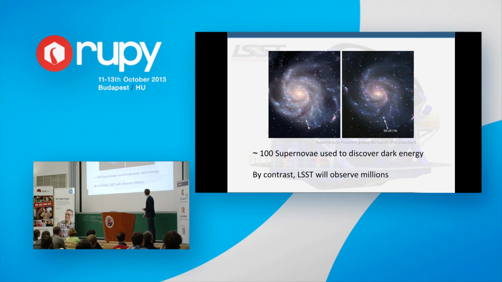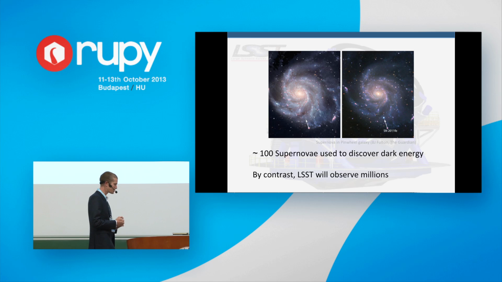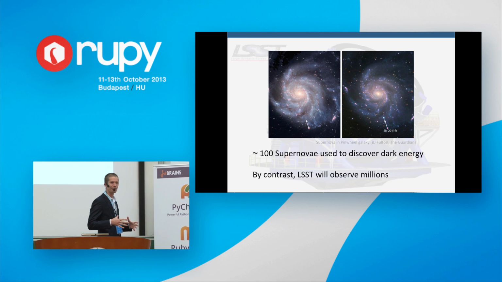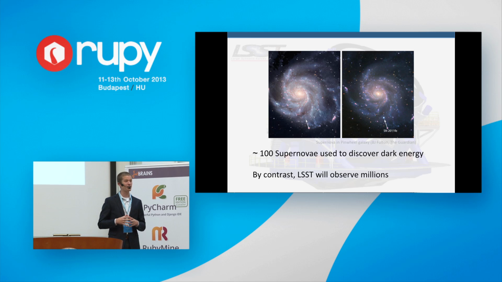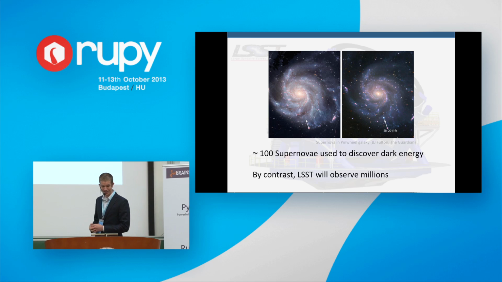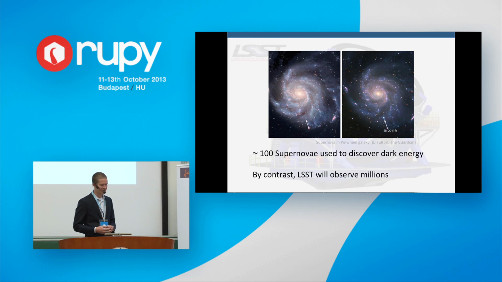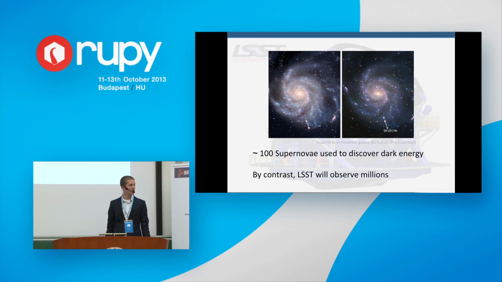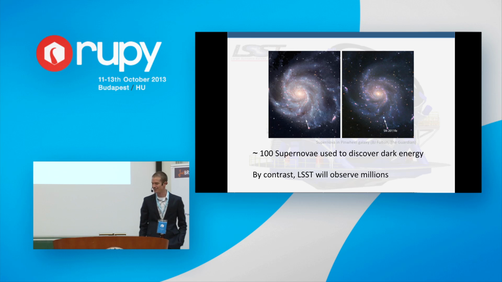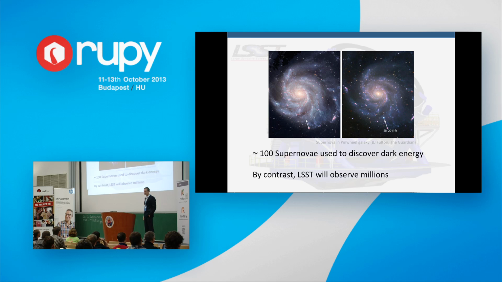So this is just an example of a supernova in 2011 that was discovered. You guys might have heard of dark energy. This is that concept that came out about 15 years ago. Astronomers discovered that the universe is expanding. The rate of expansion of the universe is actually accelerating, which was completely unexpected for a lot of reasons. And that dark energy was discovered based on observations of about 100 supernovae by these teams in the late 90s. By contrast, LSST is going to find millions of these supernovae, so it'll give us a much better tracer of things like the expansion of the universe.